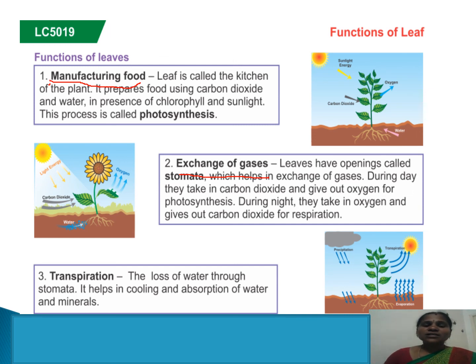Next function is transpiration. This means loss of water through the stomata. How? After photosynthesis it releases oxygen, and along with the oxygen water also is excreted. This helps in cooling and in the absorption of water and minerals.